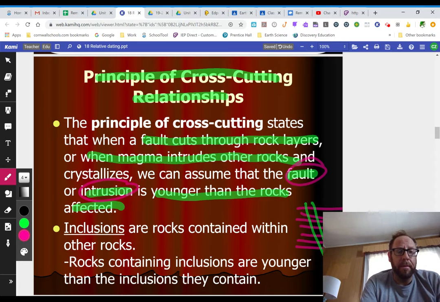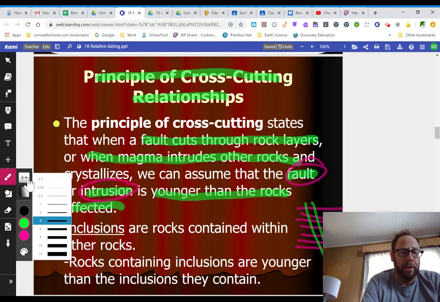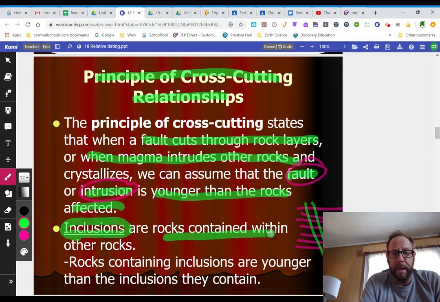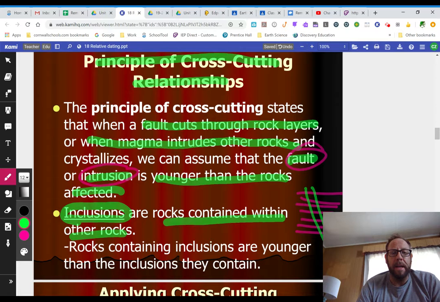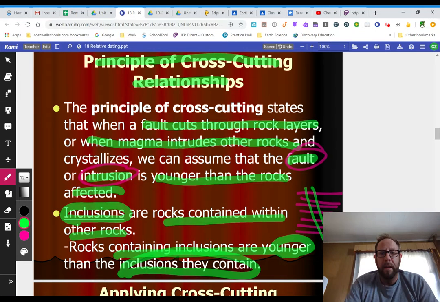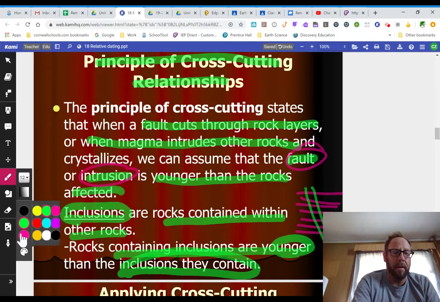There is another type of thing called an inclusion, and it's similar to an intrusion. This is when rocks are contained within other rocks. What that means is that the pieces of rock, the small rocks that are contained, are older than the rock that they are within. Like a conglomerate, for example, the pieces of rock in the conglomerate.